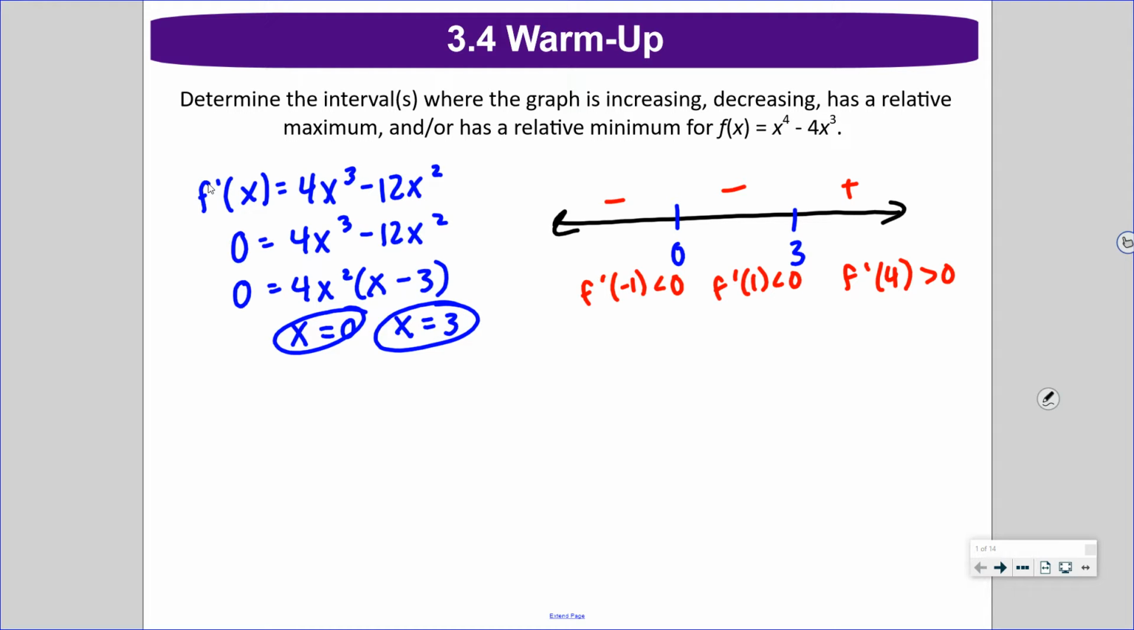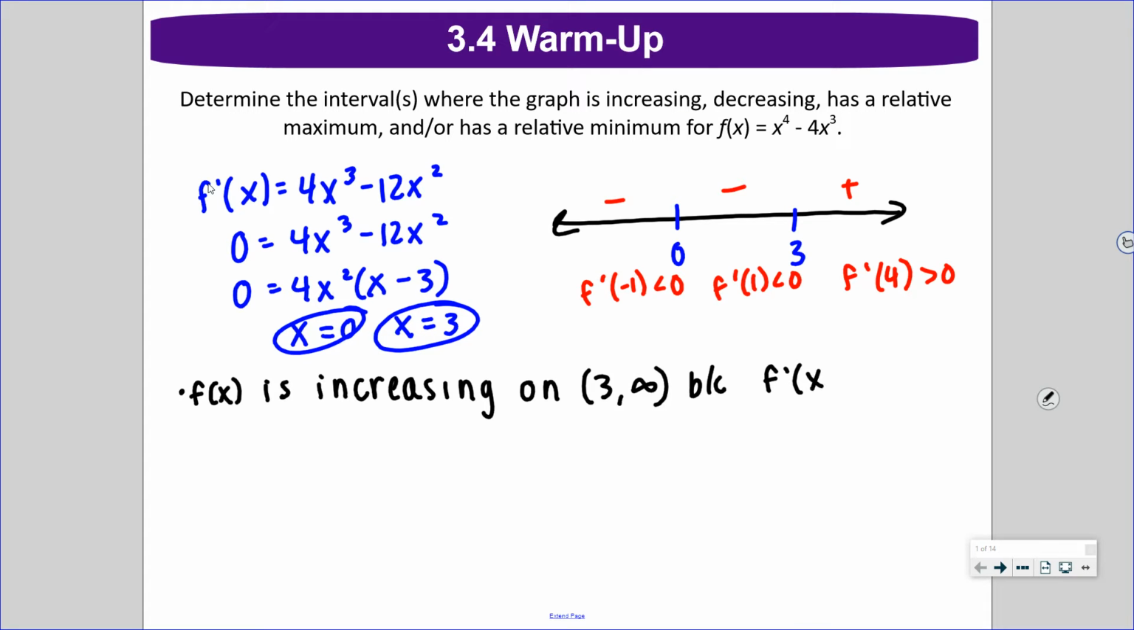Okay, so increasing is anytime your sign chart is positive. So 3 to infinity. I'm just going to justify why, because it's nice to have this in your notes because the derivative is positive. That'd be your justification.